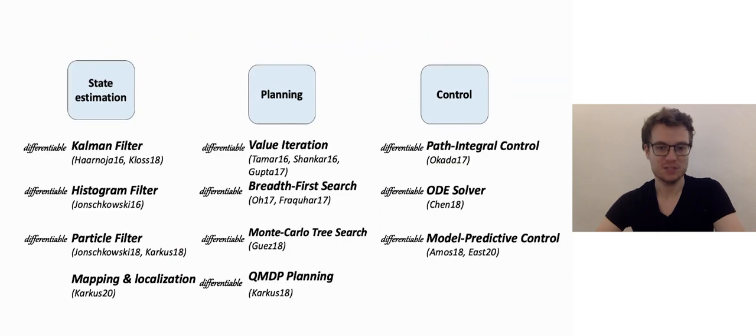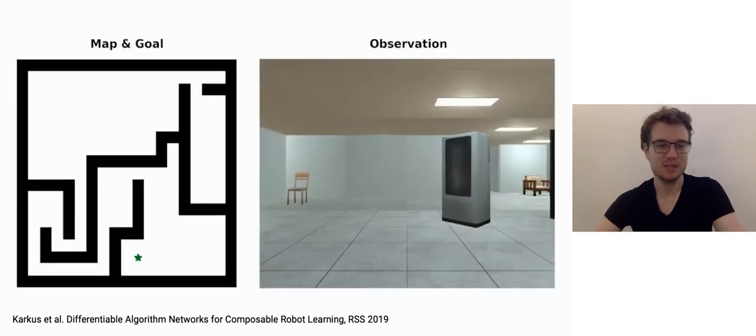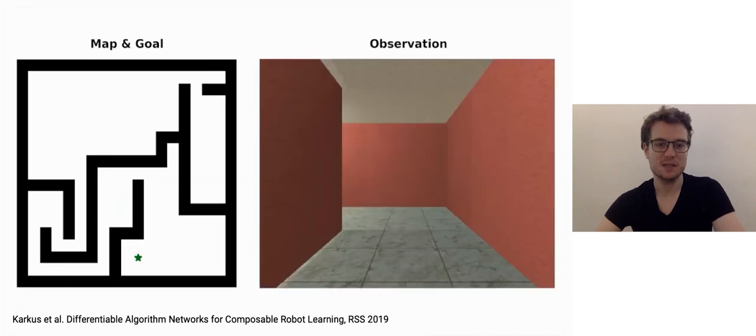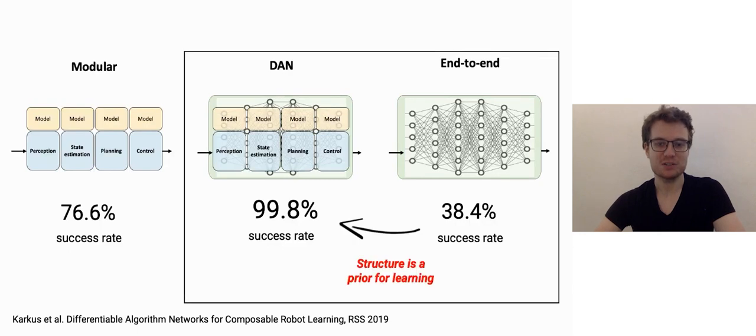In the past few years, differentiable implementations of many classic robot algorithms were developed for state estimation, planning, and control. We also showed that these modules can be composed together in the context of visual navigation. We had experiments in procedurally generated 3D environments like this and obtained some interesting results. DAN performed much better than a standard neural network because the algorithmic structure it encodes is a strong prior for learning, just like how convolution is a strong prior for image processing.